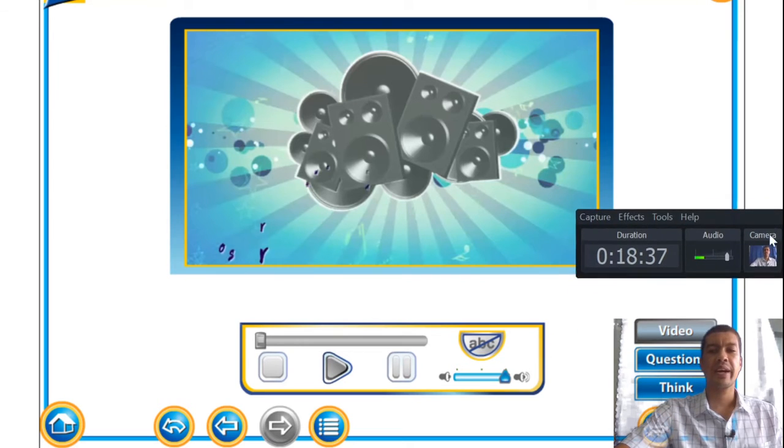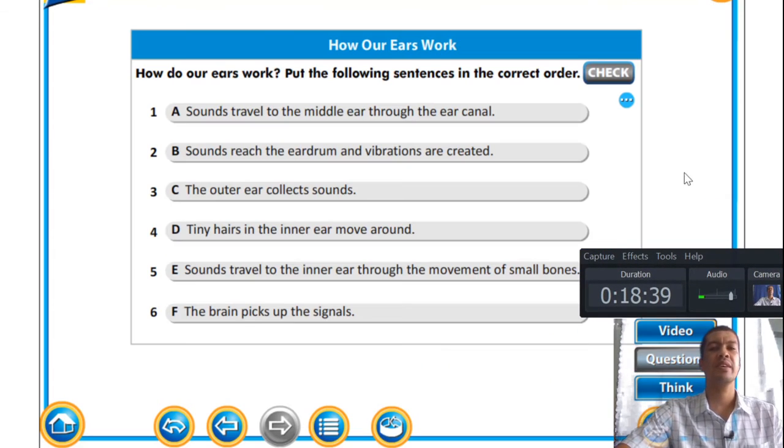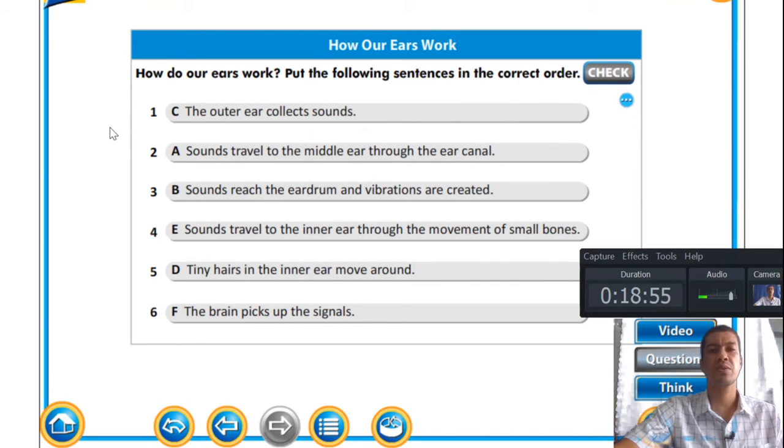Alright, so now we actually know the workings of the inner ear. Just some of the questions that we have. How do our ears work? Put the following sentences in the correct order. Now we have 6 different sentences that we need to put in the correct order. So what I'm going to do is show you the correct order of how it is supposed to look.